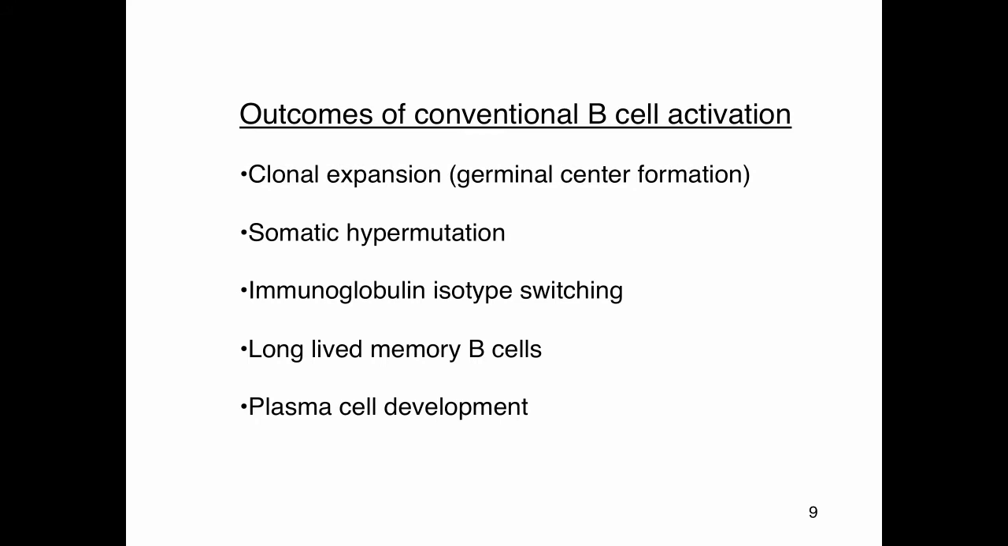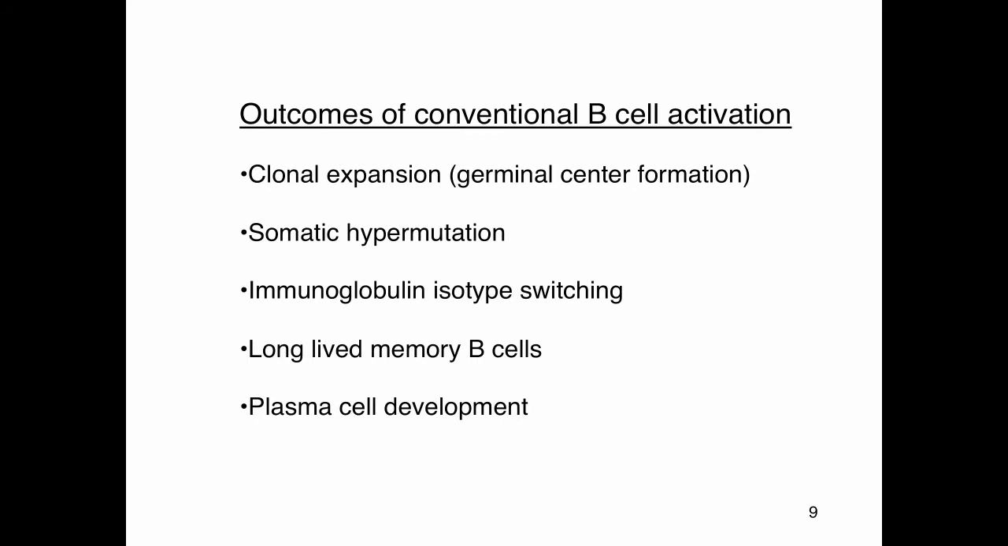Proliferation of B cells specific for a given antigen occurs in the follicle of secondary lymphoid organs. When you have a lot of clonal expansion in a follicle, that area of proliferation is referred to as the germinal center. Really, a germinal center is just a region within the follicle where you have lots and lots of B cell proliferation.